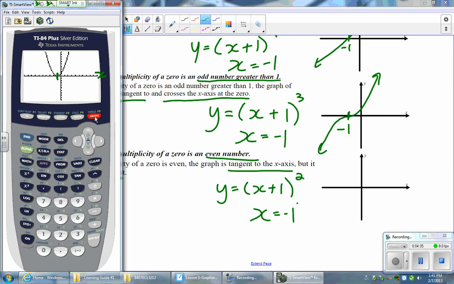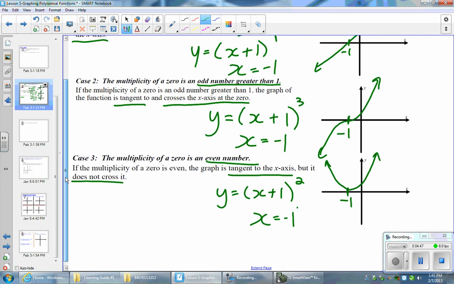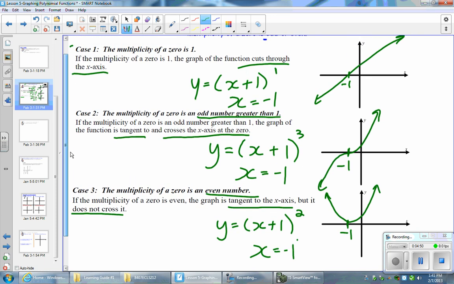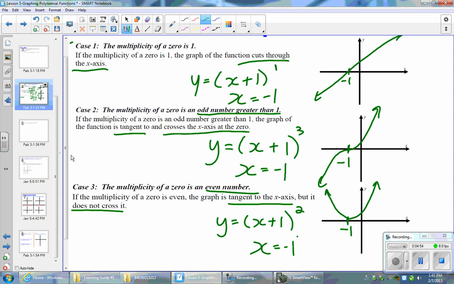So if I was to sketch this graph on the side here, here is my zero. The graph is a parabola that is tangent to the x-axis at that point, but it doesn't cross it. So please be aware of the differences between each of these multiplicities, and that will actually help you sketch any type of graph, knowing these three characteristics. So that is how you use the multiplicity to predict what happens at your x-intercepts.